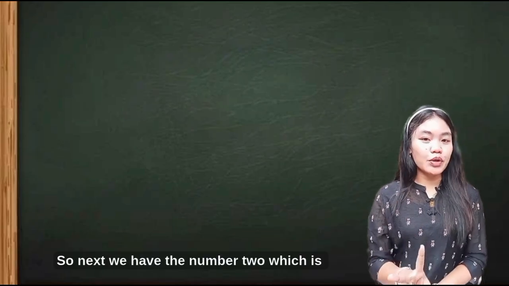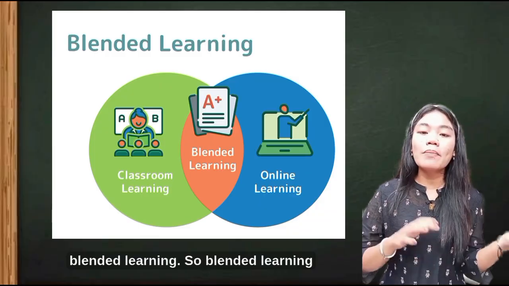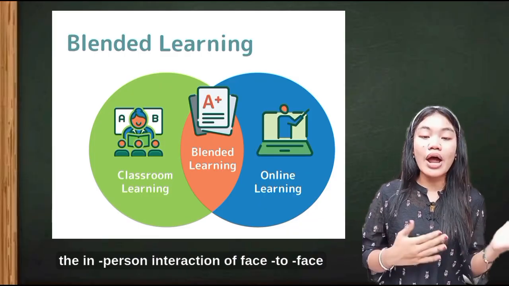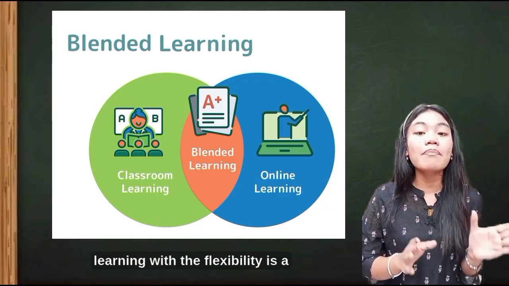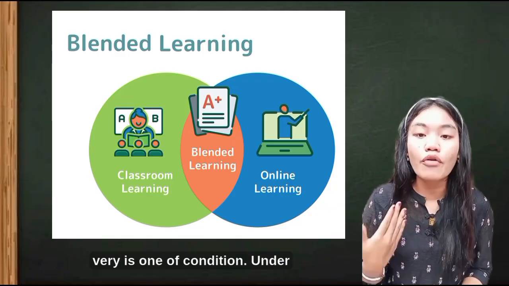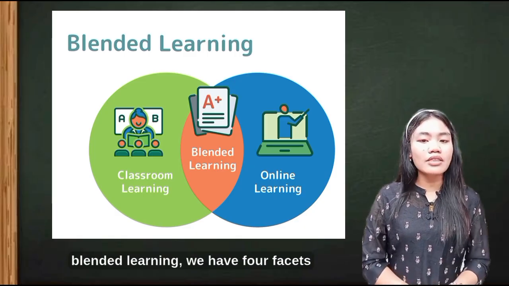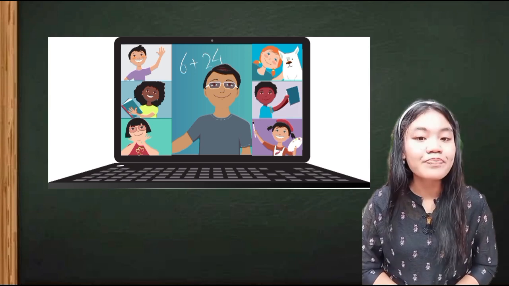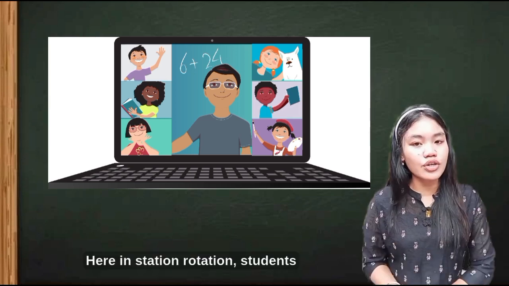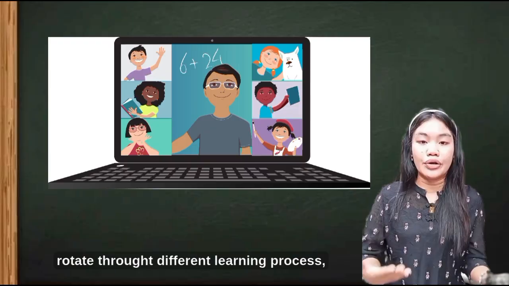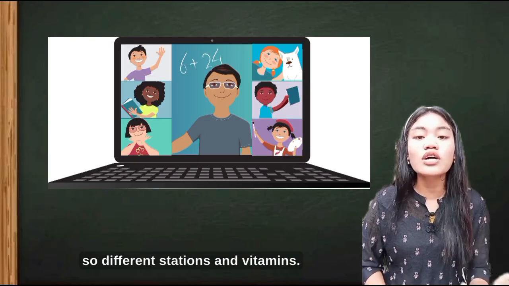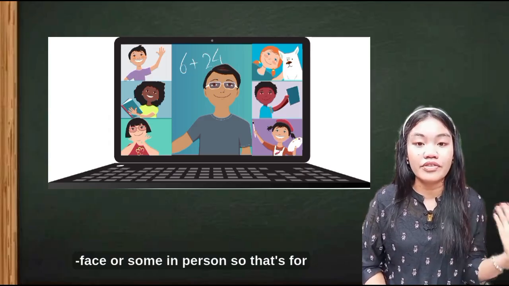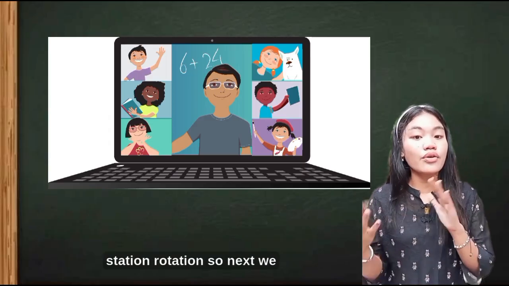Next, we have number 2, which is blended learning. Blended learning combines the best of both worlds: the in-person interaction of face-to-face learning with the flexibility and accessibility of online learning. Under blended learning, we have four types. First, we have the station rotation. Here, students rotate through different stations, some may be online and some face-to-face, or in person. That's it for station rotation.